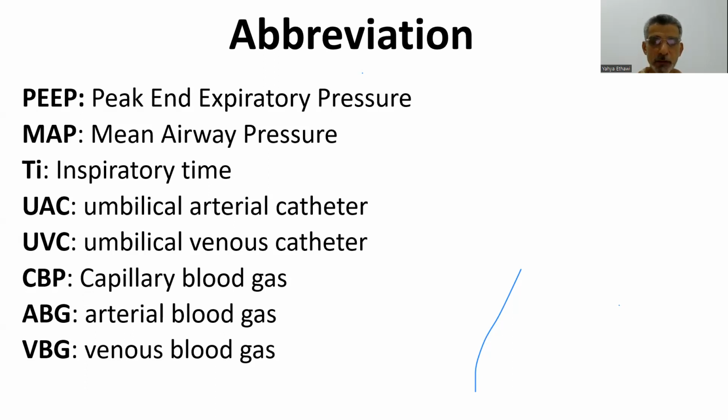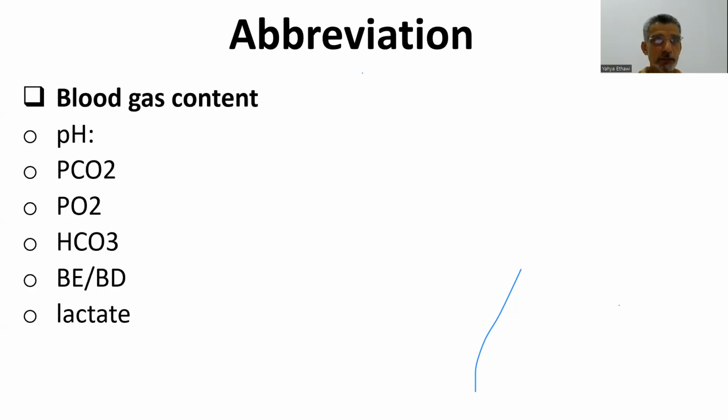UVC is umbilical venous catheter. CBG is capillary blood gas. ABG is arterial blood gas, and VBG is venous blood gas. In the blood gas, we always have to mention pH, PCO2, PO2, and bicarb. Also, something called base excess or base deficit.